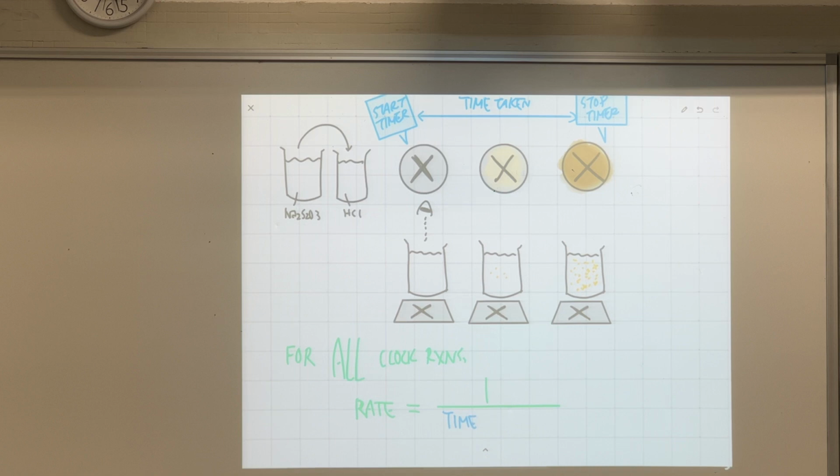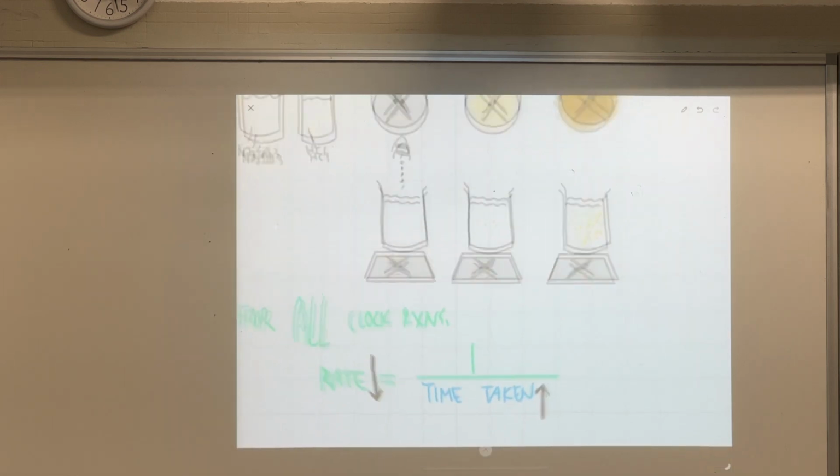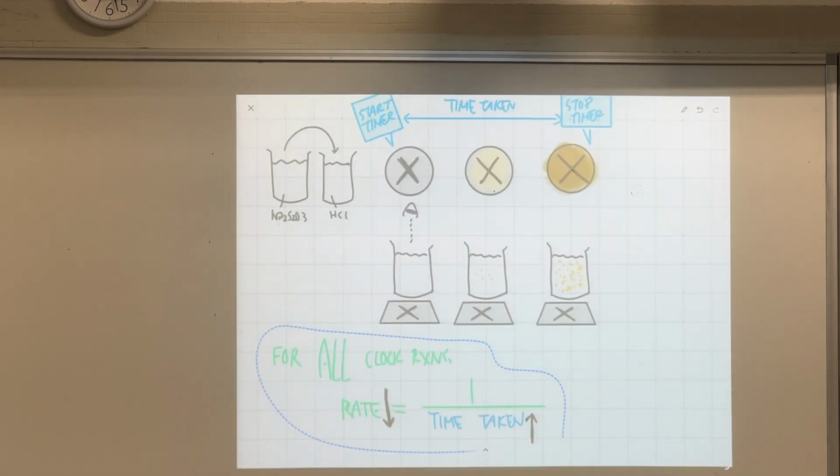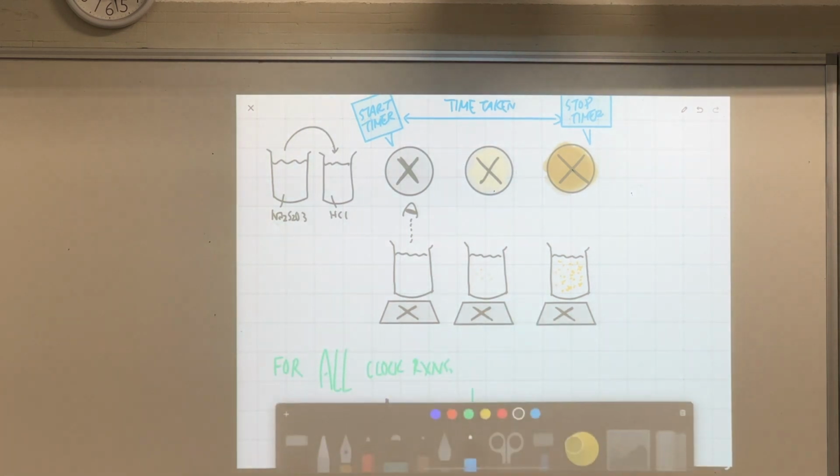Why do we have to reciprocate the time taken? That's because the longer the time taken, the slower the rate, which is why we put it in the denominator. So this is why we have to do 1 over. Instead of just saying rate equals time taken, why do we do 1 over? Because we want to highlight the inversely proportional relationship here. So this is a very, very important thing to note.